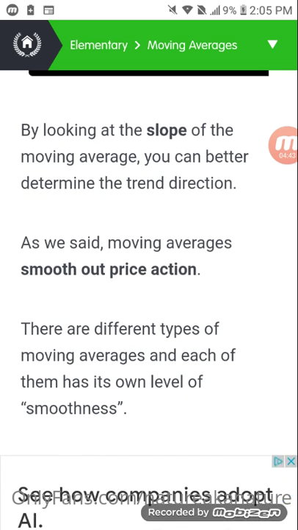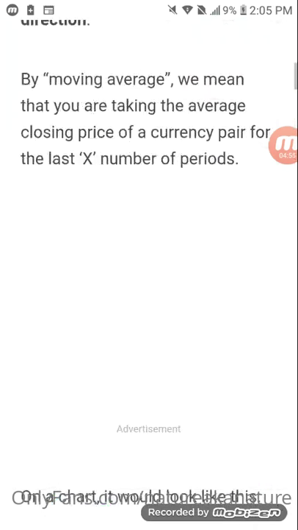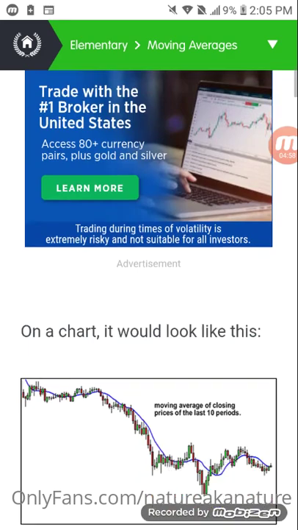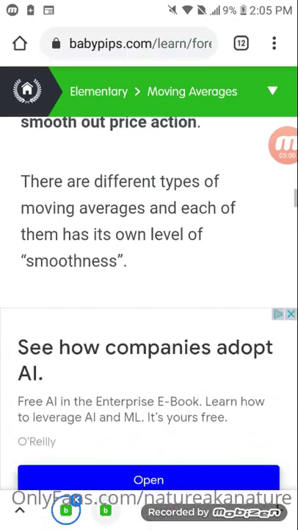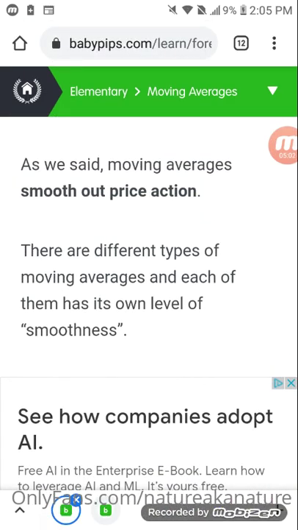The moving average smooths out price action for an X number of periods. So there are different types of moving averages. Each of them has its own level of smoothness.